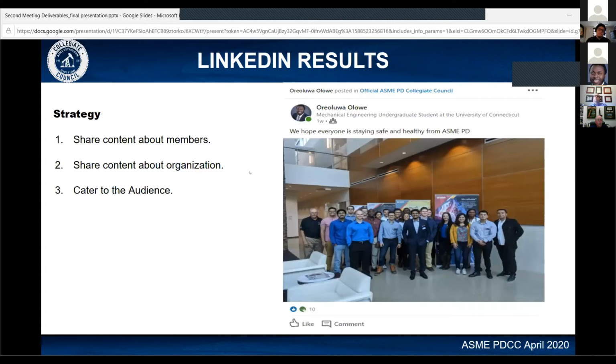The strategy implemented in attaining our goals for social media was to share more information about our members, to build value with our respective audience about what it's like to be a member of the council and what they could gain. So we shared content about our organization, and the last strategy was to cater to the audience.